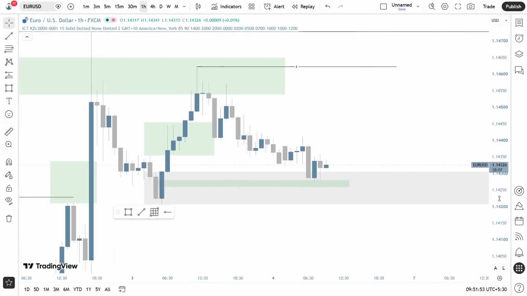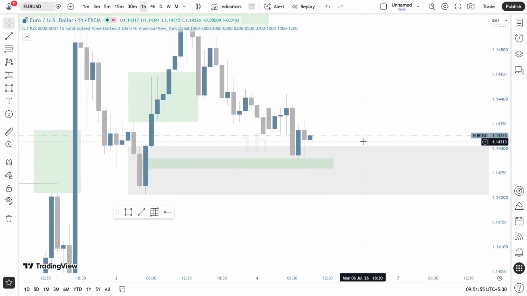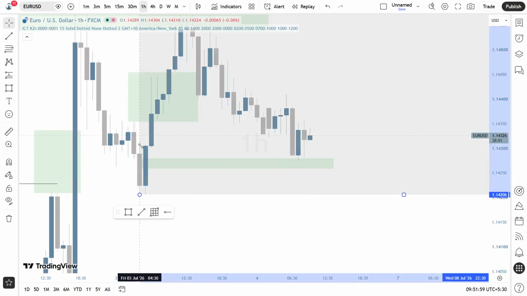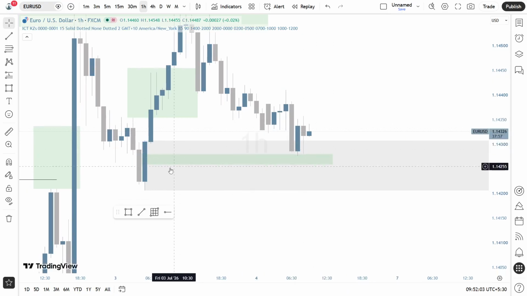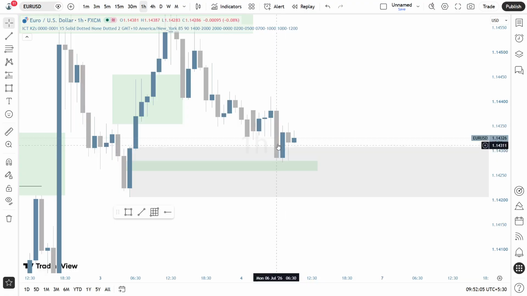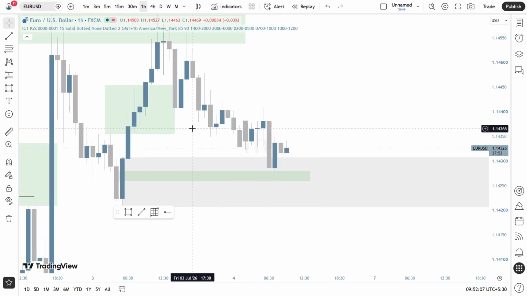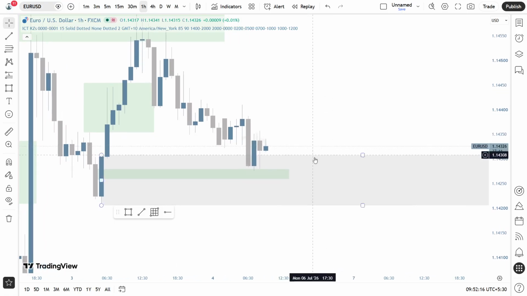As we move into the 1 hour, nothing much is clear, but what we are having is this unmitigated order block. Let's mitigate, like, market. So this is the unmitigated order block, and the price is reacting from it. So I'm anticipating a short time frame move into the price, an upside move, and then we can see where the price actually goes.